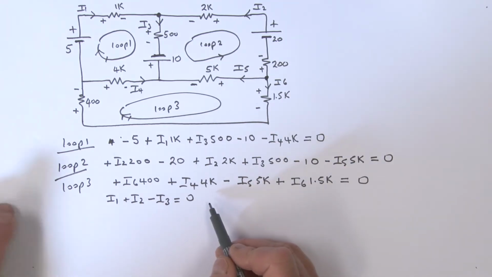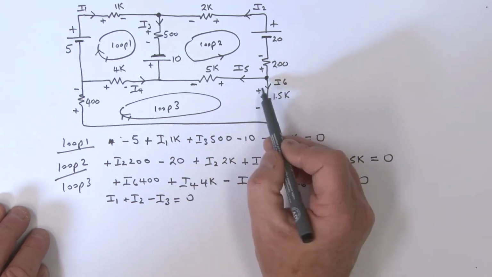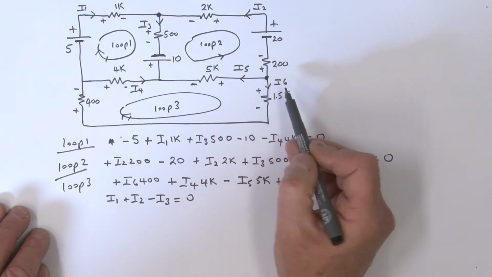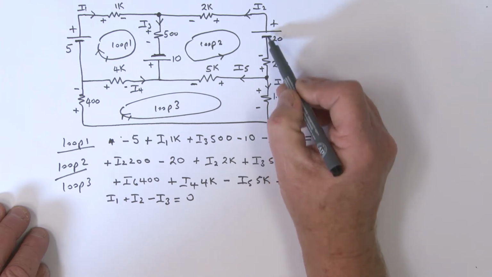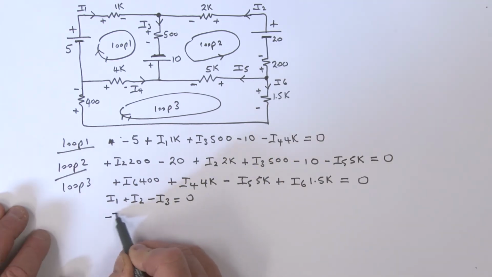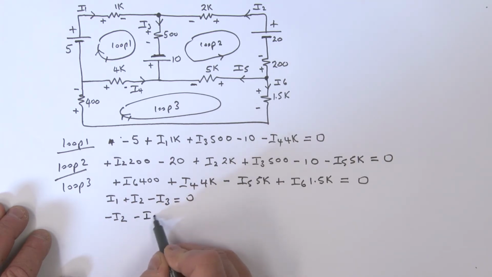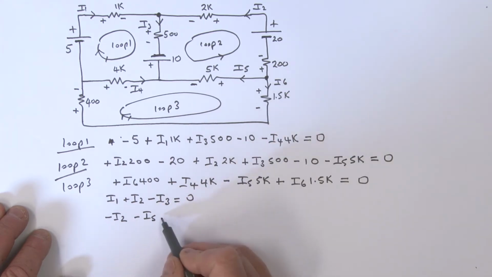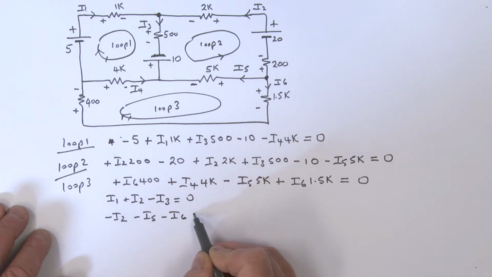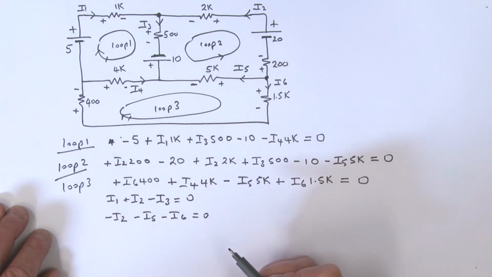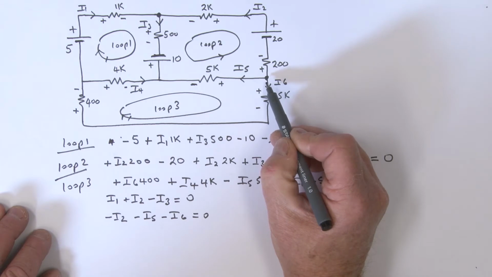Okay, let's take maybe this node right here. What do we have for this guy? Well, let's have a look at this. What's coming in, what's going out? So I've got an I2 going out, so that's a minus I2, isn't it? What else? I've got an I5 going out, so it's a minus I5. And I6 is going out, that's a minus I6. And all of that is equal to 0.